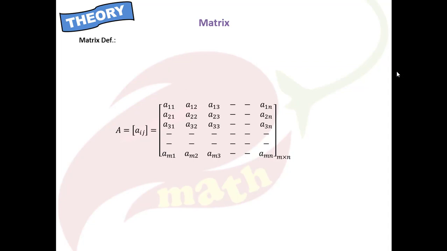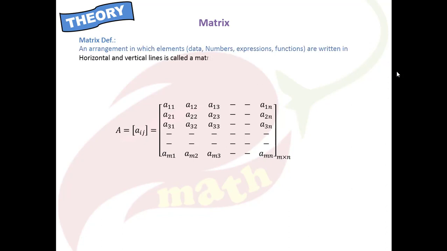Matrix definition. What is matrix? It is an arrangement in which elements, we call them elements, it could be any numbers, functions, expressions. They are written in horizontal and vertical lines. It is called matrix representation. It is rectangular array. Rectangle means which has some length and breadth. So you can understand we have its length and breadth.